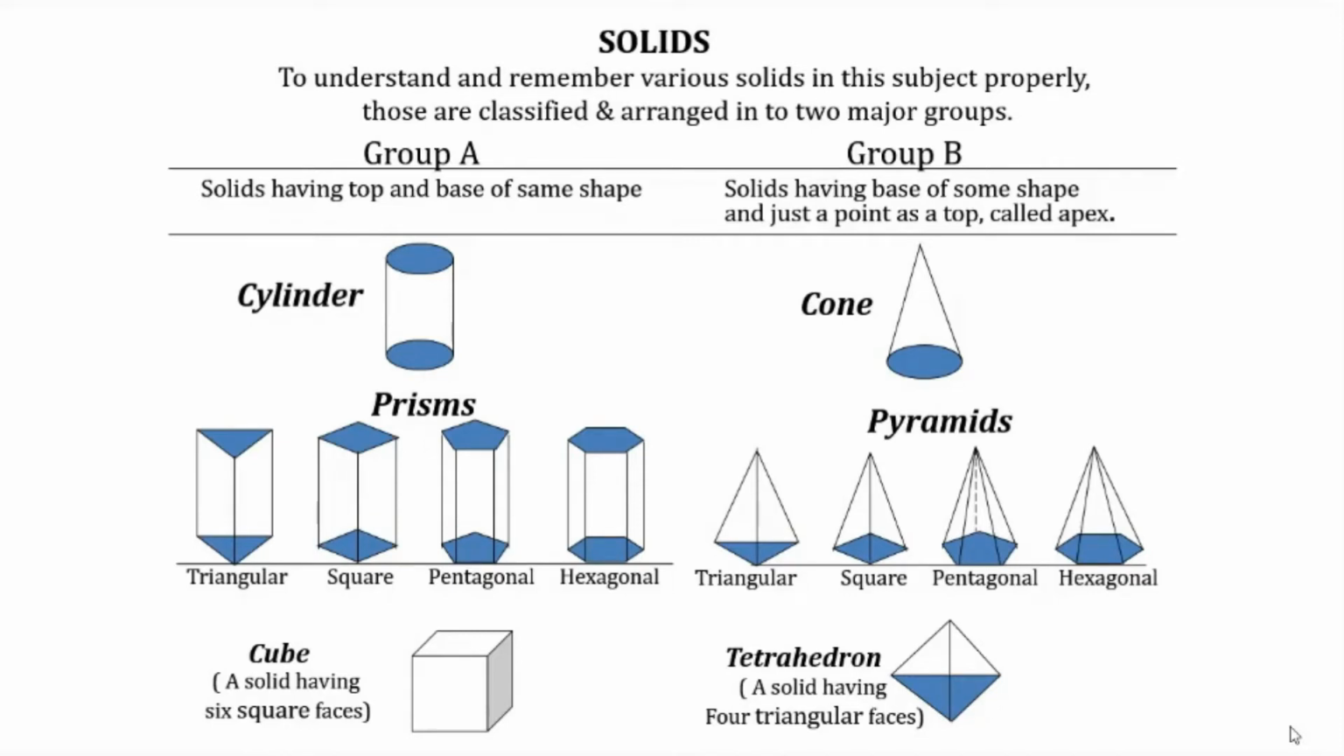There may be some rectangular prisms or rectangular pyramids that may also come up, but it is also limited. This cylinder, cone, then triangular prism, triangular pyramid, square prism, square pyramid, pentagonal prism, pentagonal pyramid, hexagonal prism, hexagonal pyramid, then cube and a tetrahedron. These are the say 12 different types of solids that we will encounter in our study.